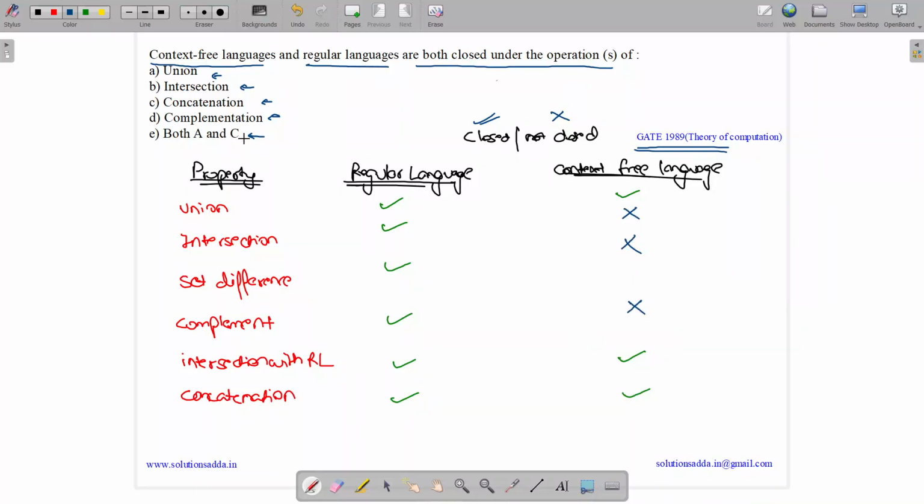So the question was asking regular language and context-free language both are closed under which operations. So let's see, both are closed under union, both are closed under intersection with regular language, and both are closed under concatenation. So here, union and concatenation. So answer is option E. Options A and C both are true.